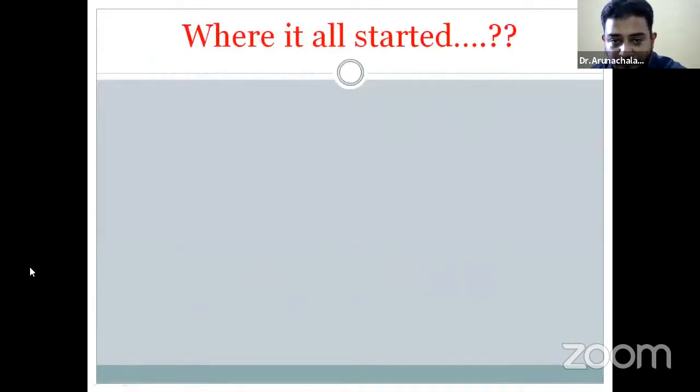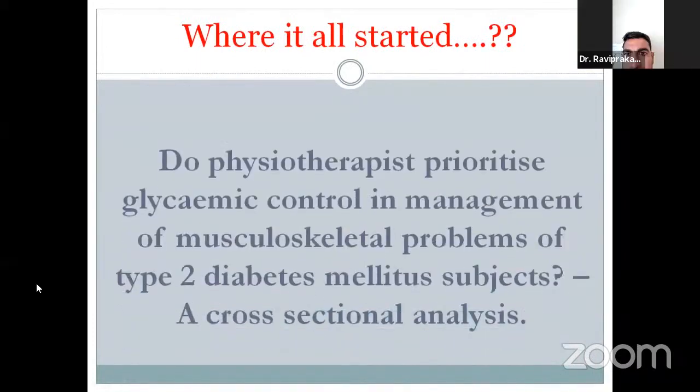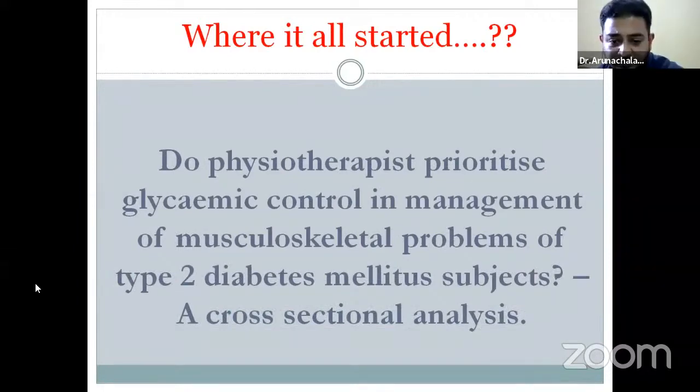In my previous college, we did a study where we asked physiotherapists to prioritize their problem list, aims, and treatment for a given scenario. We did this cross-sectional study to know whether physiotherapists are prioritizing glycemic control in the management of musculoskeletal problems of type 2 diabetes mellitus or not. This was our main aim.